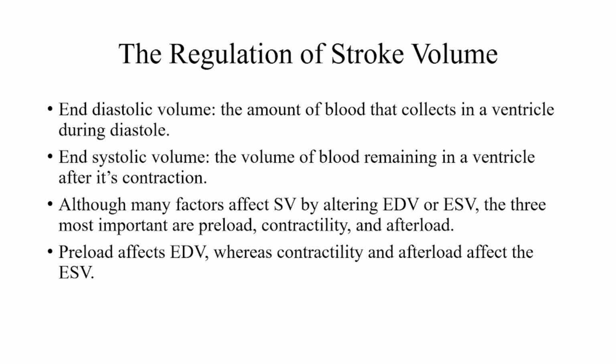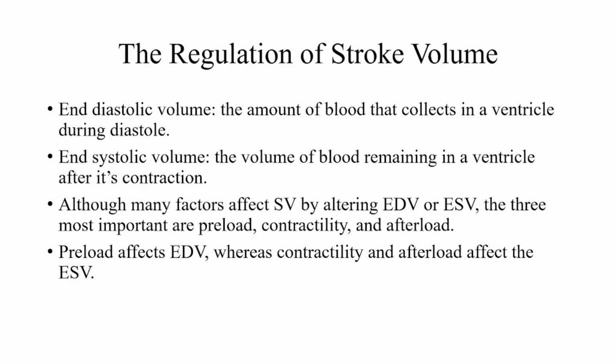Okay, so now we're going to talk about the regulation of stroke volume. First of all, we have the end diastolic volume. This is the amount of blood that collects in a ventricle during diastole. Next, we have the end systolic volume. This is the volume of blood remaining in a ventricle after its contraction.